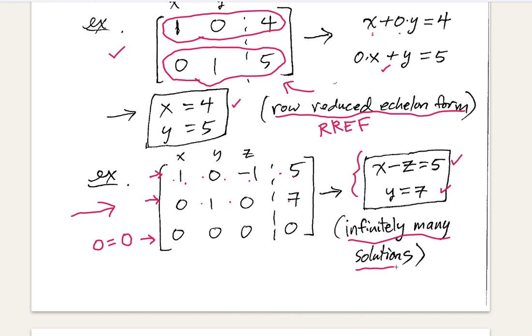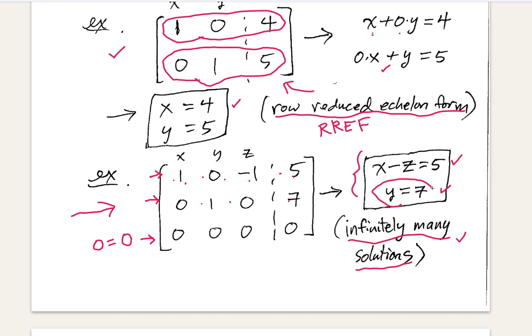Infinitely many solutions. Do you remember what we said about a system of linear equations in the last video? Every linear system has what? Either one solution, no solutions, or infinitely many solutions. This actually has infinitely many solutions here, because you can see here, y is always 7.